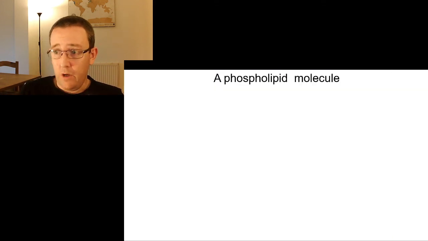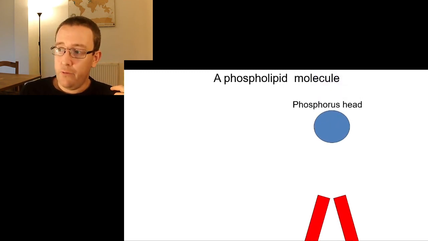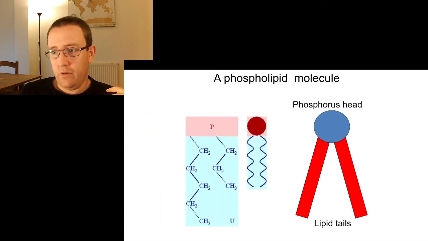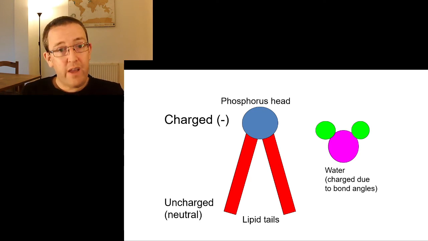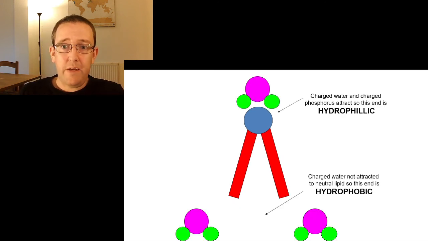Just as a quick reminder, a phospholipid molecule has this split personality, as you probably remember. It's got a phosphorus head and it's got lipid tails. The phosphorus head is charged, the lipid tails are uncharged. The phosphorus head has that phosphate group on, which will mix with the water. The uncharged neutral lipid tails won't. So you've got the water, charged due to its bond angles, as we said earlier, which makes the head hydrophilic, water-loving, and the tails hydrophobic, water-hating.